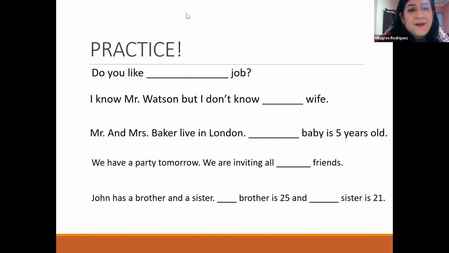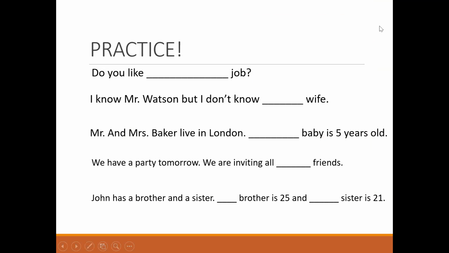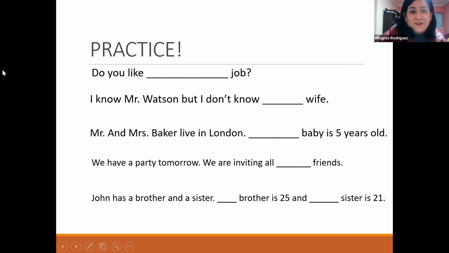So this is an important practice. Please, I want you to take notes. You have 1, 2, 3, 4, 5 sentences, and you have to complete these sentences with the correct possessive adjective. For example, in the first one, who can tell me, who can read the whole sentence with the correct answer? Any volunteer? Miss, do you like your job? Right. Very good, right? Do you like your job?